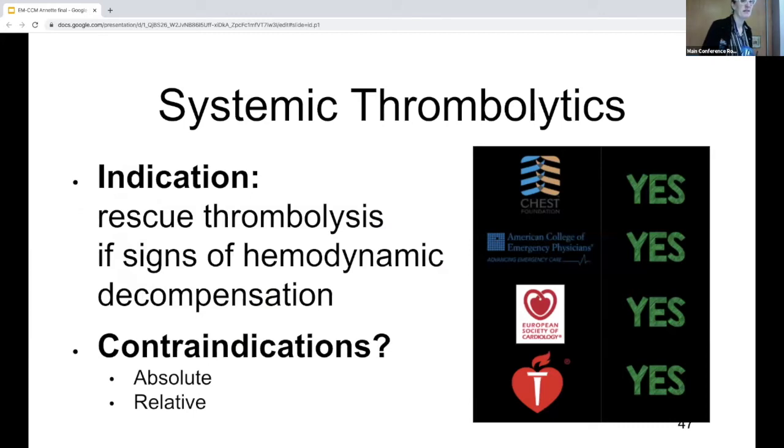Systemic thrombolytics are generally indicated in a case of massive PE. There are absolute and relative contraindications that we're aware of. However, in a situation like ours, there might not really be any absolute contraindications given the situation.